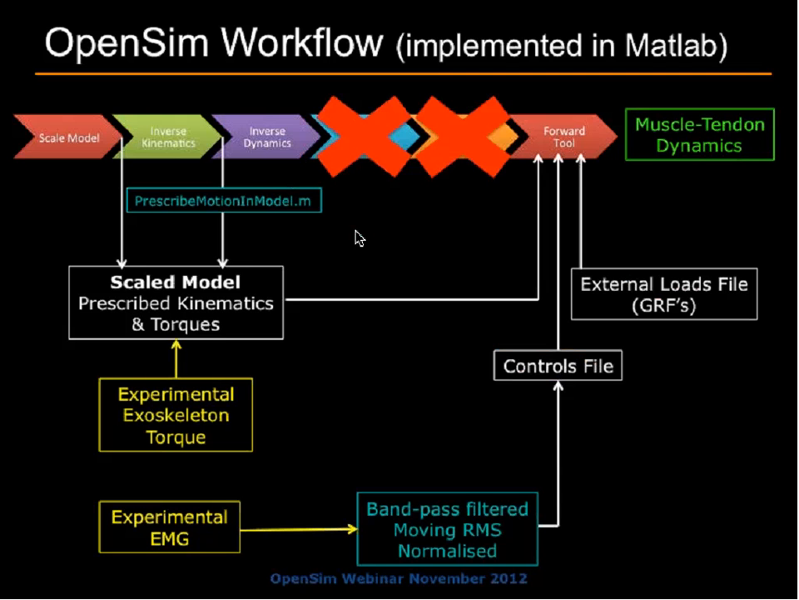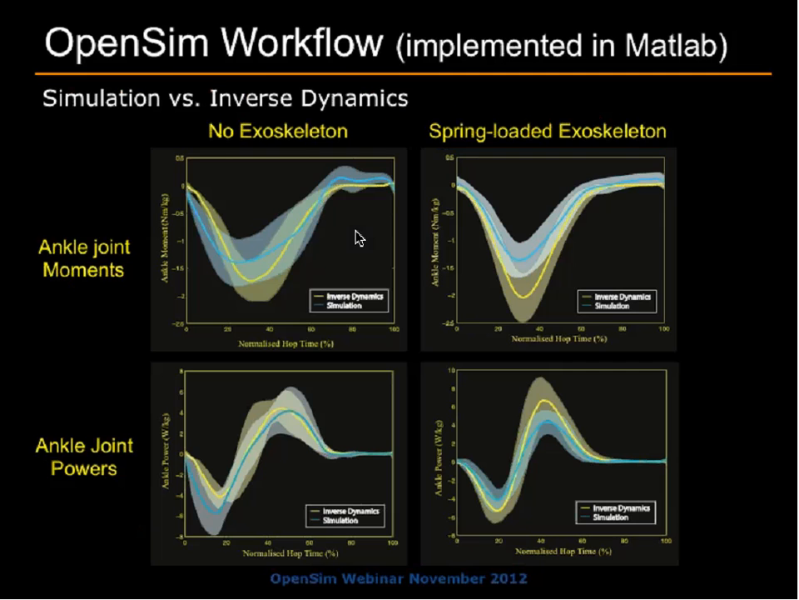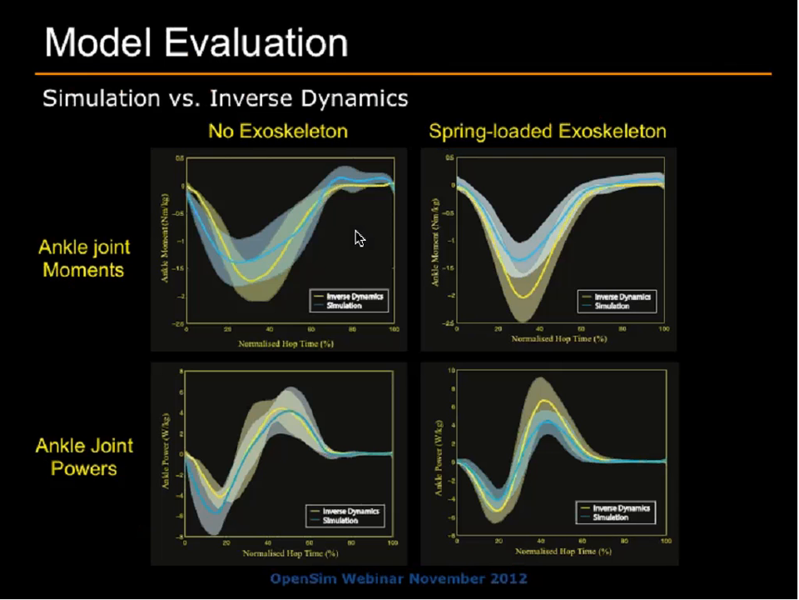And that's what I'm going to show you next. This is how we evaluated our model. So what you can see here are 4 graphs. The 2 left-hand graphs show data for the no exoskeleton condition, where the subjects were hopping without an exoskeleton, or there was no exoskeleton torque prescribed in the simulation. And on the right, it's for the condition where there was a spring-loaded exoskeleton being used.